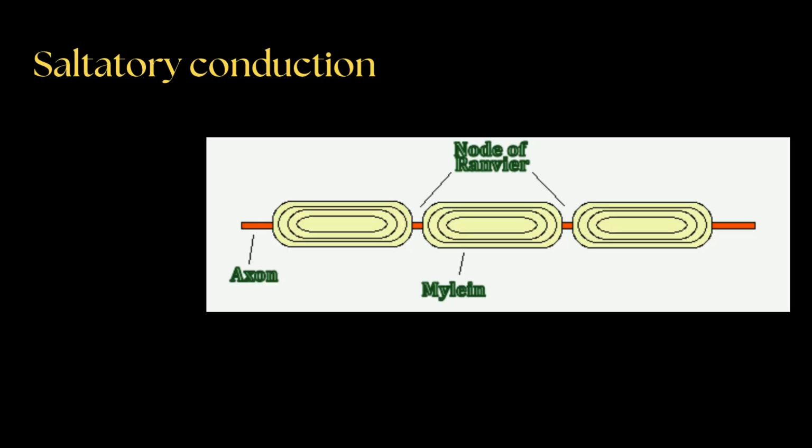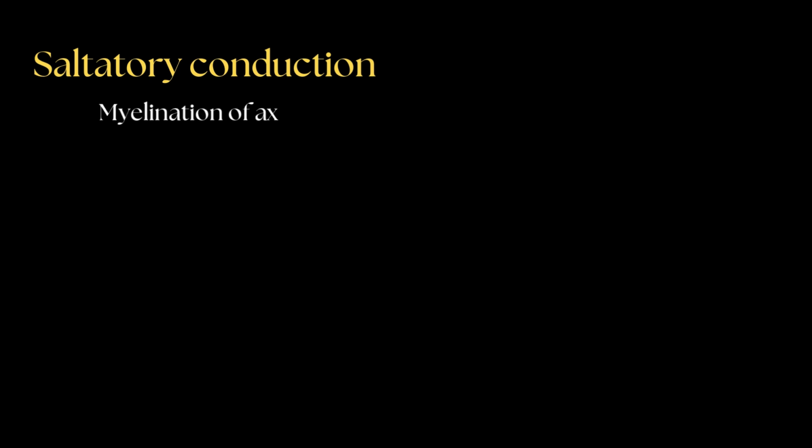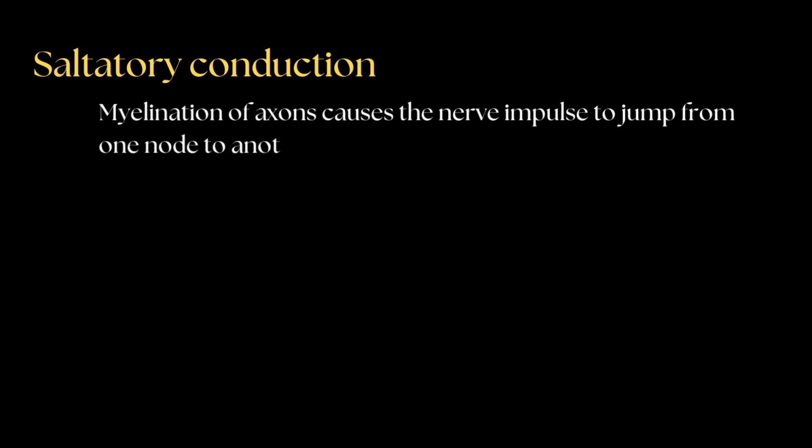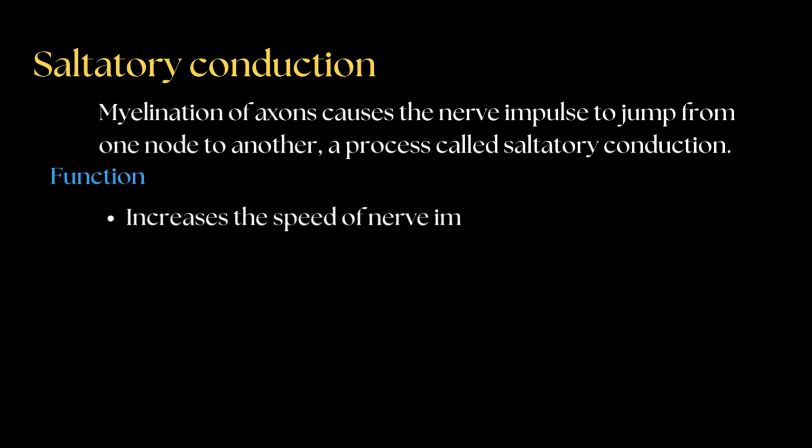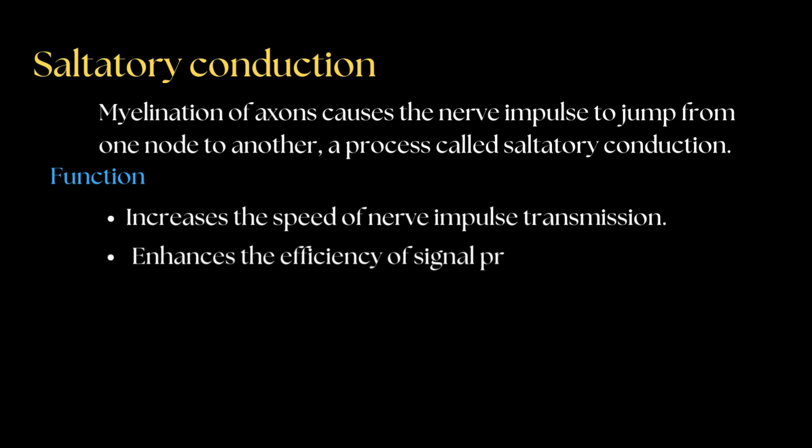Saltatory conduction is a process that occurs in myelinated axons, where the nerve impulse jumps from one node of Ranvier to another instead of traveling continuously along the axon. This jumping mechanism significantly increases the speed of nerve impulse transmission and improves efficiency, allowing faster communication between neurons and target organs. That concludes our module on nerve impulses.